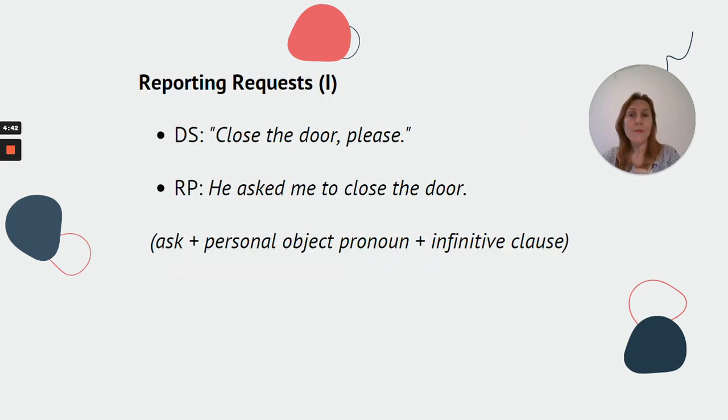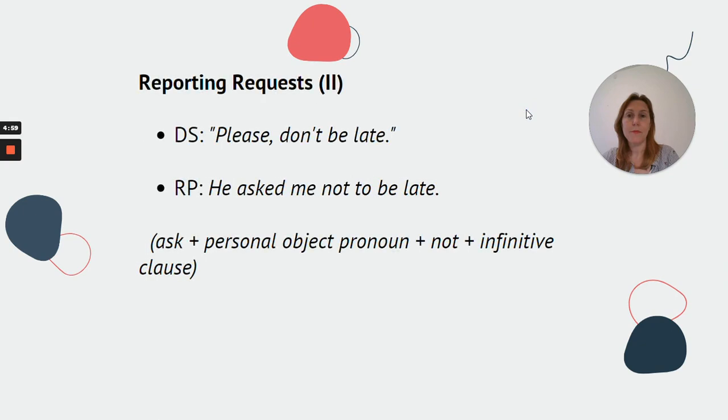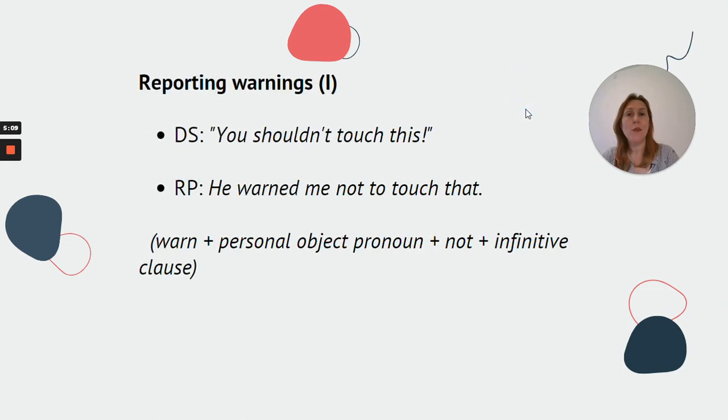Reporting requests. In direct speech, close the door, please. When we report it, he asked me to close the door, right? The same would happen if we say, don't close the door, right? He asked me not to close the door. Here we see, please don't be late. He asked me not to be late. Notice that so far, we are keeping the same structure. We are using the infinitive form, an infinitive clause.